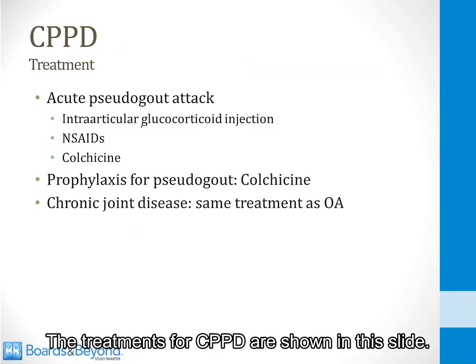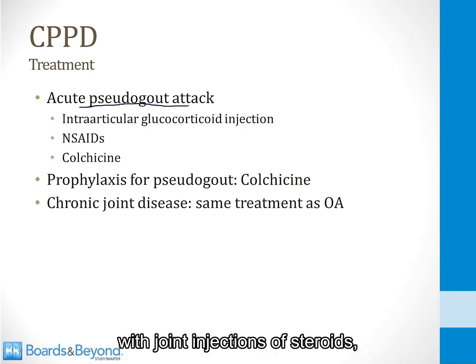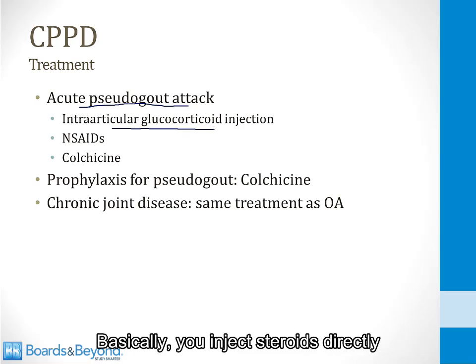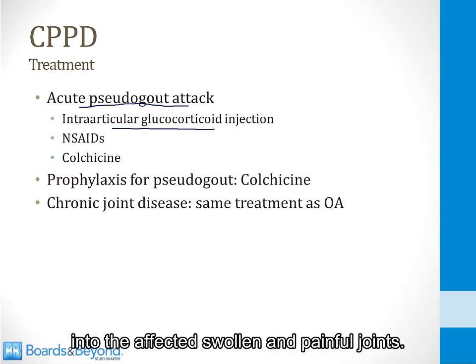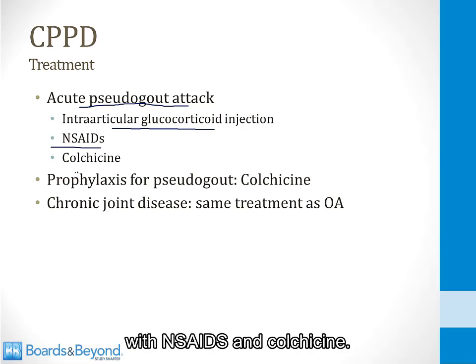The treatments for CPPD are shown on this slide. Acute attacks of pseudogout can be treated with joint injections of steroids. This is called intra-articular glucocorticoid injection. Basically, you inject steroids directly into the affected, swollen, and painful joint. You can also treat acute pseudogout attacks with NSAIDs and colchicine.